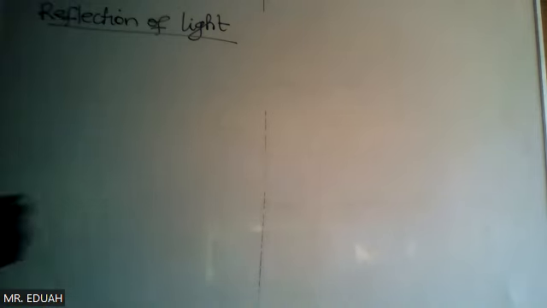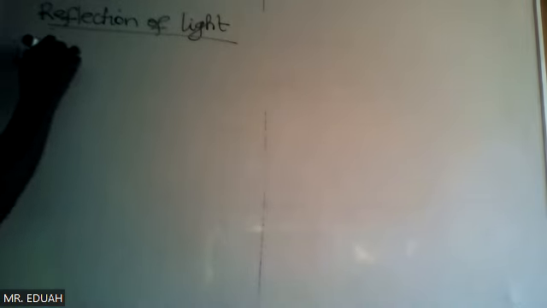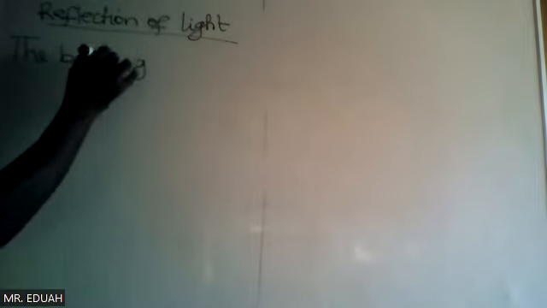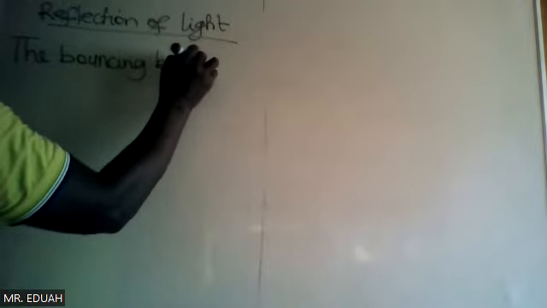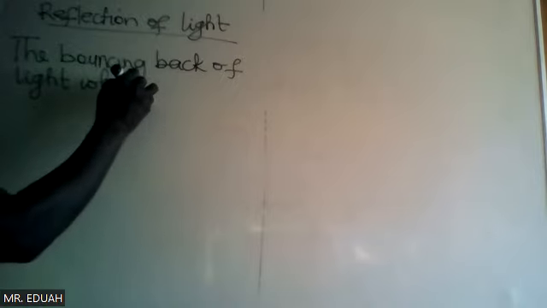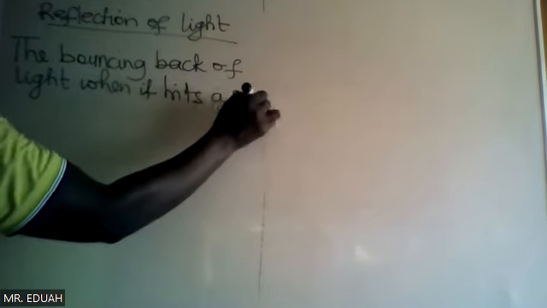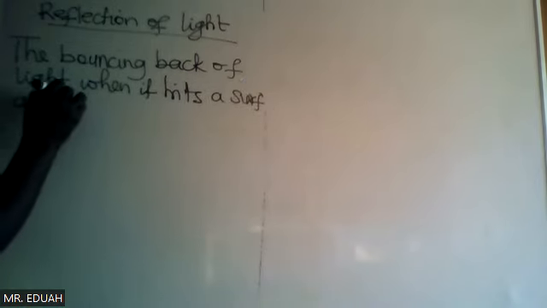So it is the bouncing back of light rays as it hits a surface. Yes. I saw another hand. Go ahead and make your contribution. So the bouncing back of light rays when it hits a surface is what we are calling reflection of light.